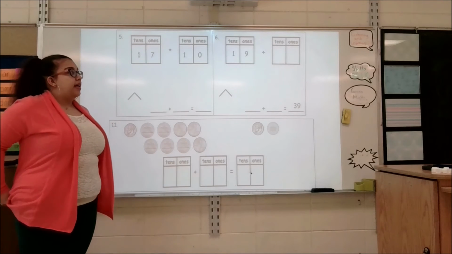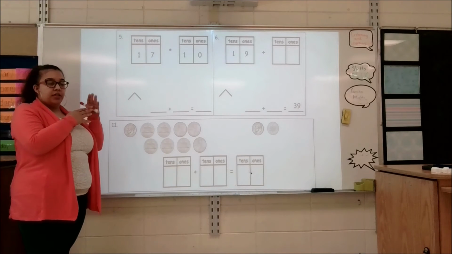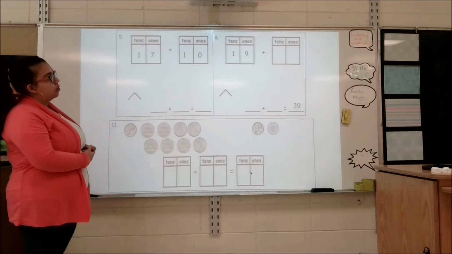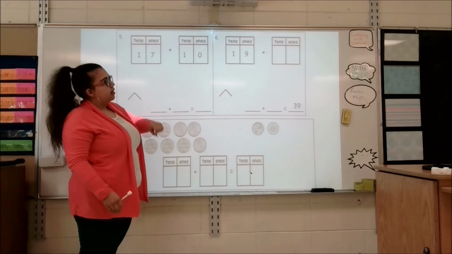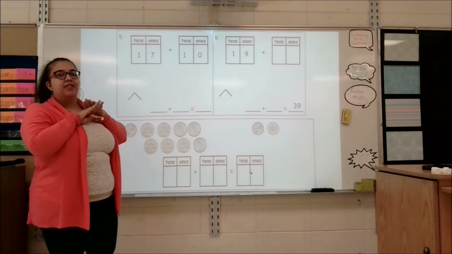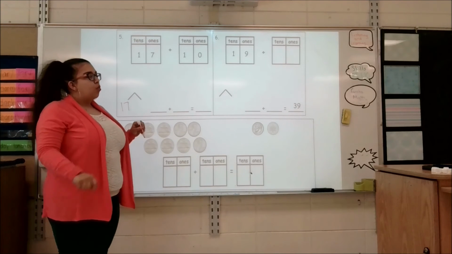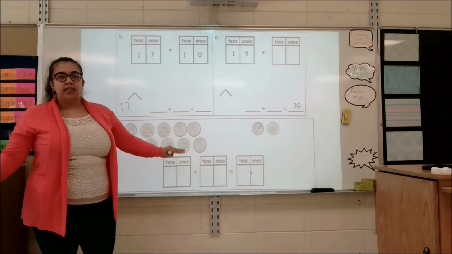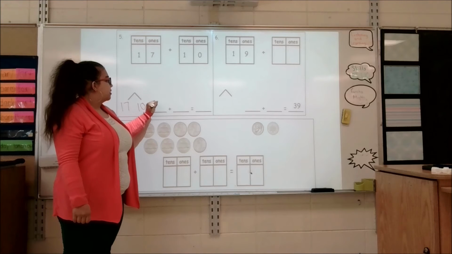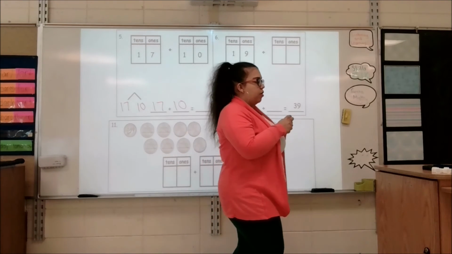This one is the number bond strategy, but instead of combining it with a picture to help you, they're combining it with place value charts. So, 1 ten, 7 ones. What's 1 ten and 7 ones? We're making a part. 17. Good. And 1 ten and 0 ones, that's 10. So that means 17 plus 10 is equal to our unknown whole.